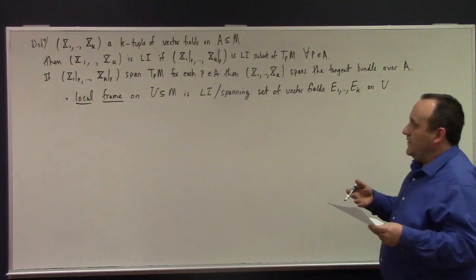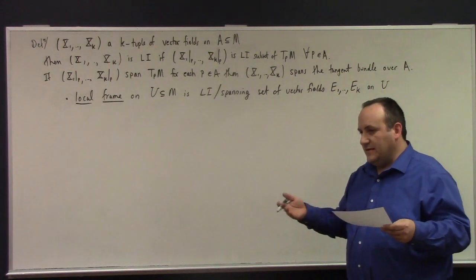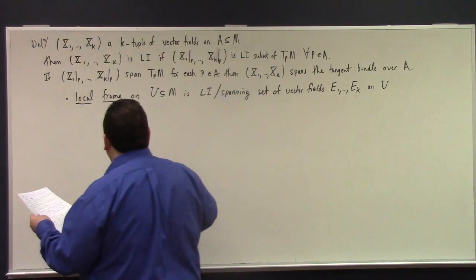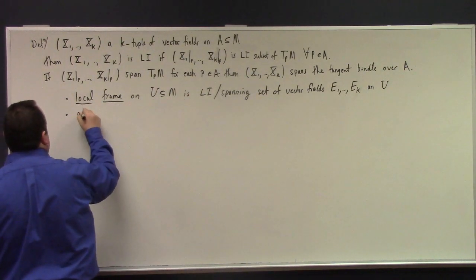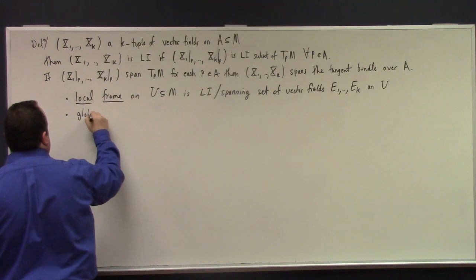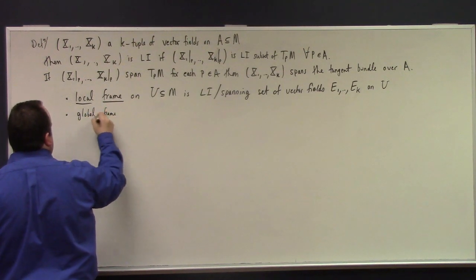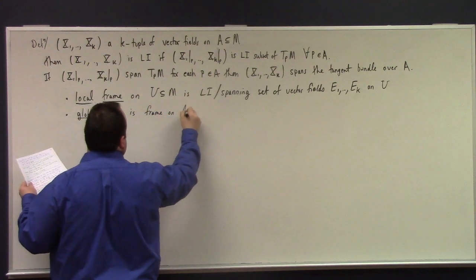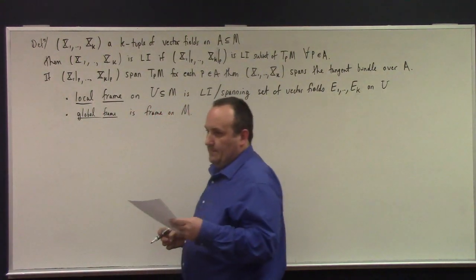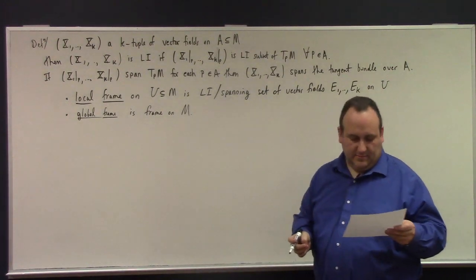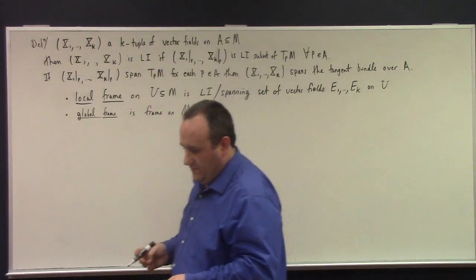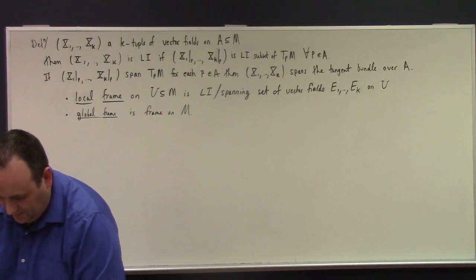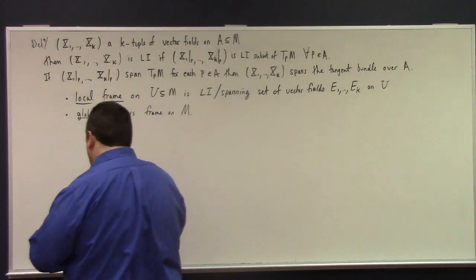Okay, so in short, a local frame is a linearly independent spanning set on some subset of the manifold. A global frame is, guess what? Yeah, it is a frame on M, right? I'm tempted to extend the use of, well, I guess I shouldn't though. All right, so some examples.